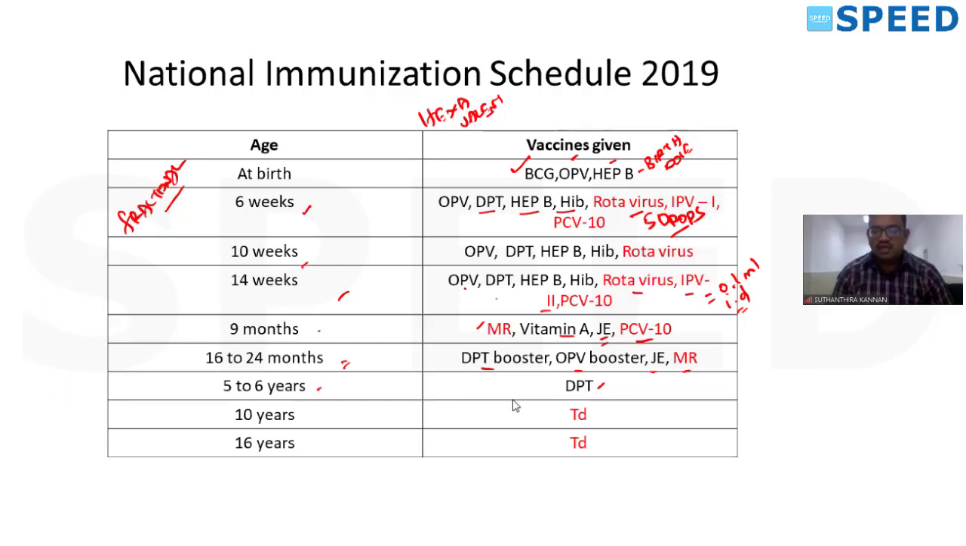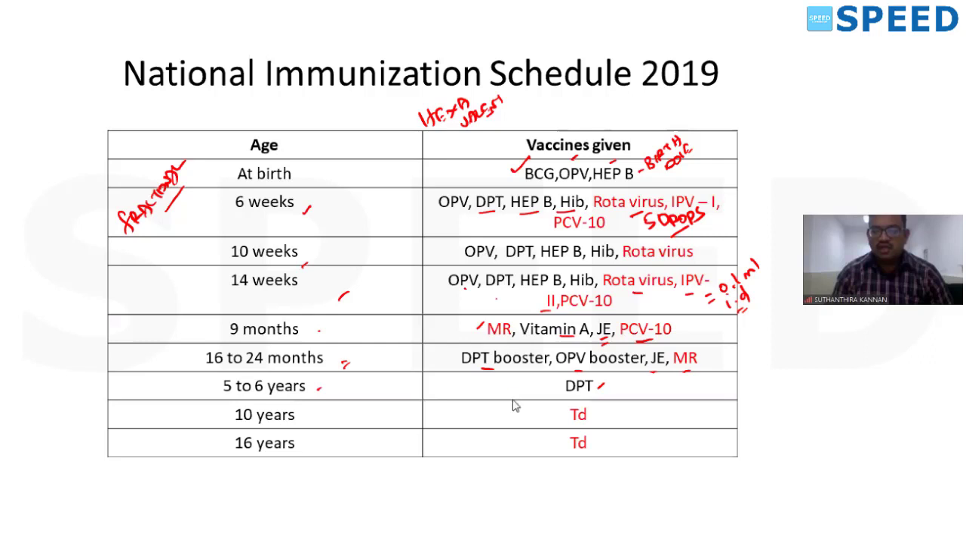Rotavirus, PCV10, adult Japanese encephalitis, and the IPV. Okay, so again, the Japanese encephalitis is already there in the schedule. It is only given in the endemic areas. So these kind of questions will come definitely from this schedule. And remember, vitamin A is not a vaccine. MMR is replaced by MR.